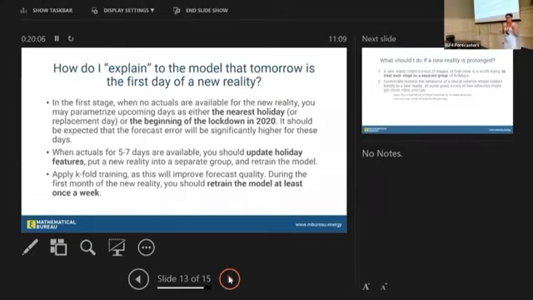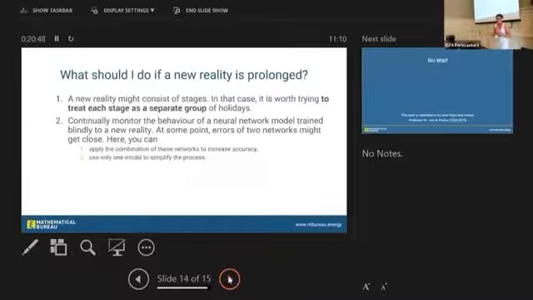How do I explain to the model that tomorrow is the first day of a new reality? At the first stage, you should use these non-regular day definitions from the nearest holiday or from the beginning of lockdown, which is now history. You can pick this up. Then, when you have several days of the new reality available, you should update your holidays feature. So you have to introduce a new group and put this group into the calculation. And then you definitely need to apply this scaffold and cross-validated neural network to make sure that your results are neat and repeatable.